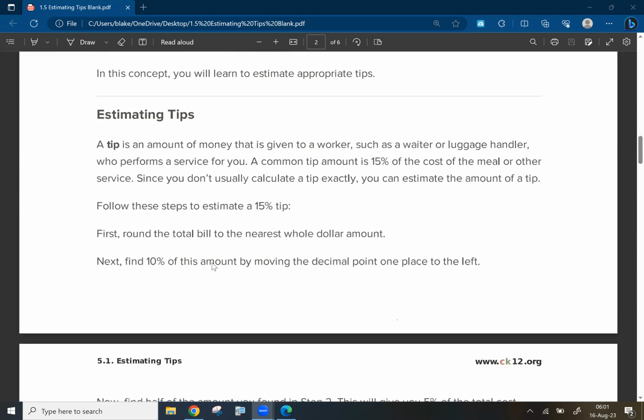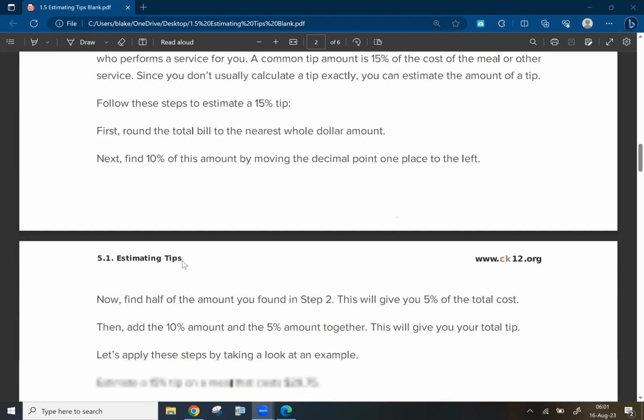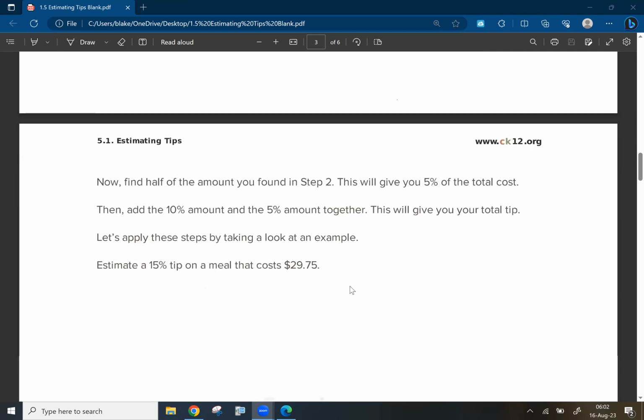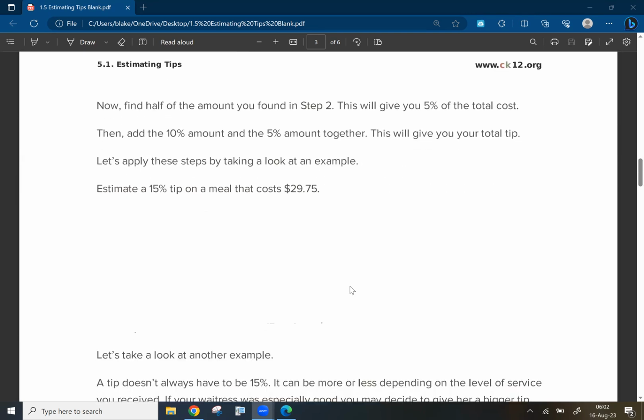Then we're going to find the 10% amount by moving one decimal place to the left. We talked about this in 1.3 as well. And then kind of work around that. So if we're going to add 15%, we figure out what half of 10% is and then add that to the 10% amount. So we'll try an example here. You'll kind of see what we're saying.